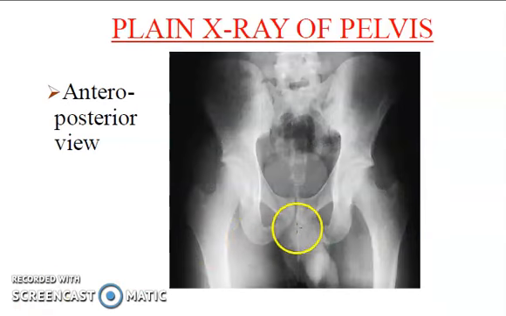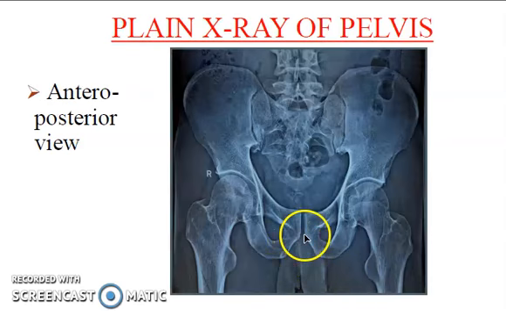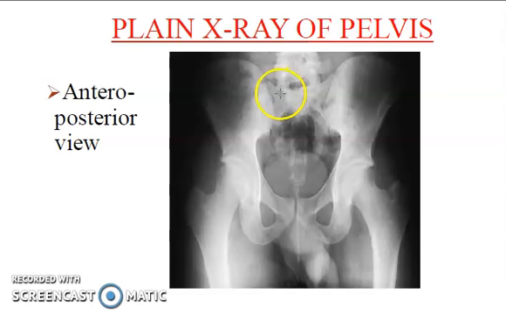The subpubic angle in case of the male pelvis is about 50 to 60 degrees, whereas in case of females, the subpubic angle is about 90 degrees. Then we can also see the difference in the sacrum. The sacrum in case of female is shorter and wider, whereas in case of males, the sacrum is elongated or long and narrower.